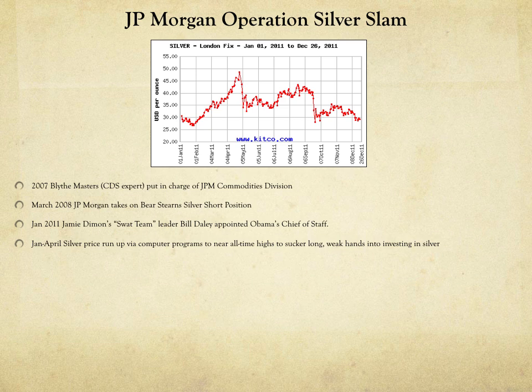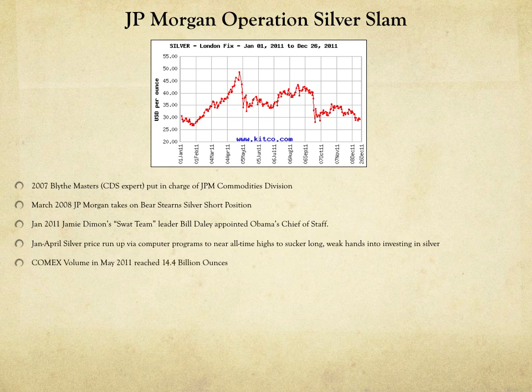Yes, the price of silver was forced up via computers. This was not a natural move. It was easier because it's the natural inclination for silver to go up when it's not suppressed, but it was completely controlled with computers. It was planned out before Bill Daley got into Obama's White House staff. I mean, that's the president's right-hand man, is the chief of staff.